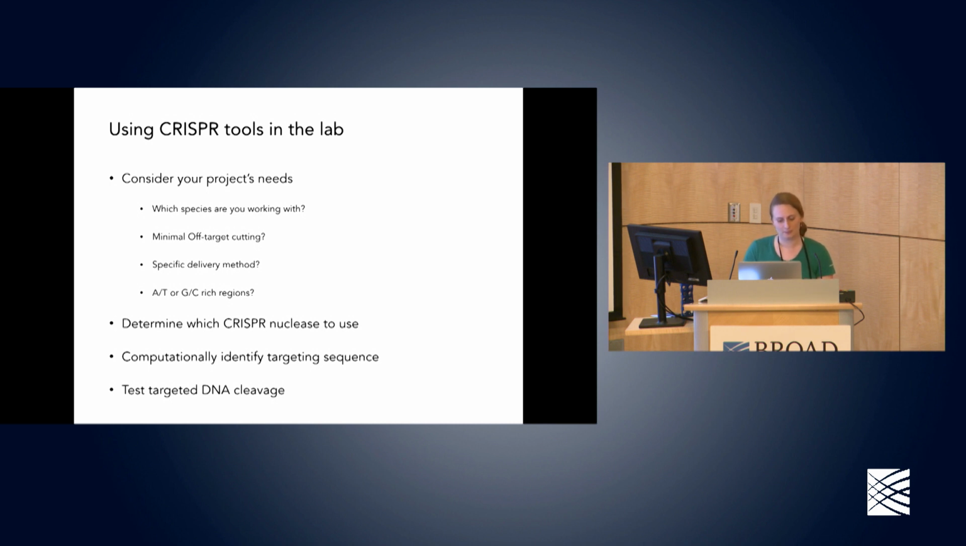And then finally, some enzymes are better suited to target GC-rich regions, whereas others are better suited for AT-rich regions. Understanding the genomic locus you're working with can help you better understand which tool may be ideal for you to use. After you consider your project's needs, you can determine which CRISPR nuclease to use, then computationally identify your targeting sequence, and then you can test it.